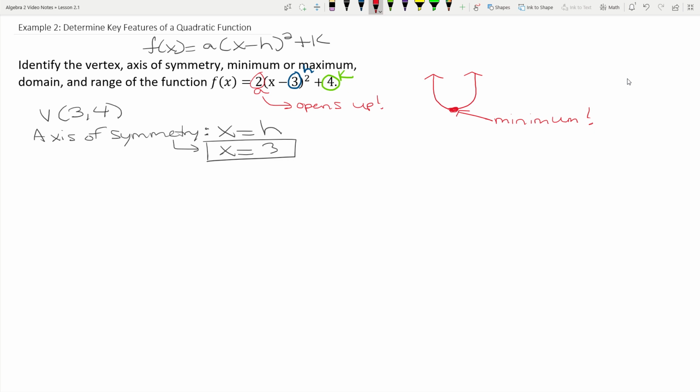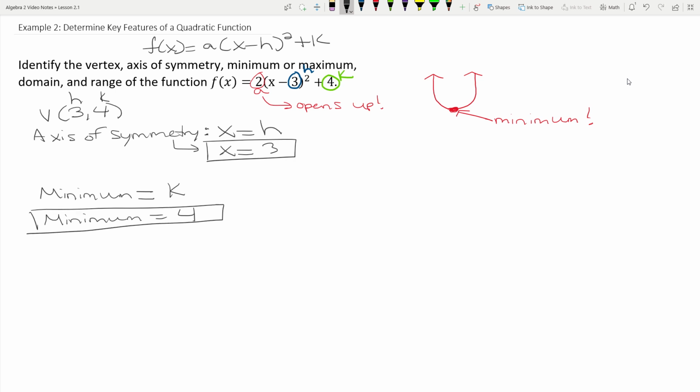The minimum is going to be the y value. So the minimum here is equal to the y value. So k is like the y value. Remember, this is h and this is k. In this example, the minimum is equal to 4. Whatever the y coordinate is for the vertex, that's going to be our minimum or maximum.